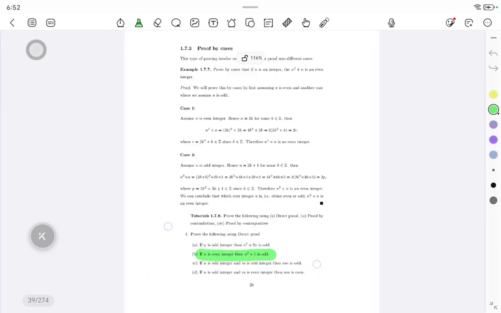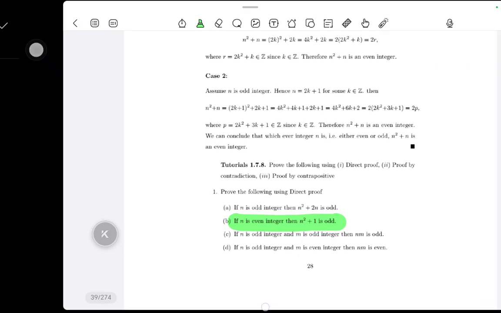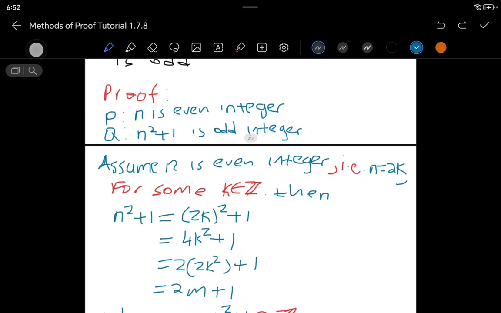Well, let me write the third one for you. Then you will write the fifth one. So the third one, or you write the fourth one. The third one, they say if n is odd integer. Let's write and see that.